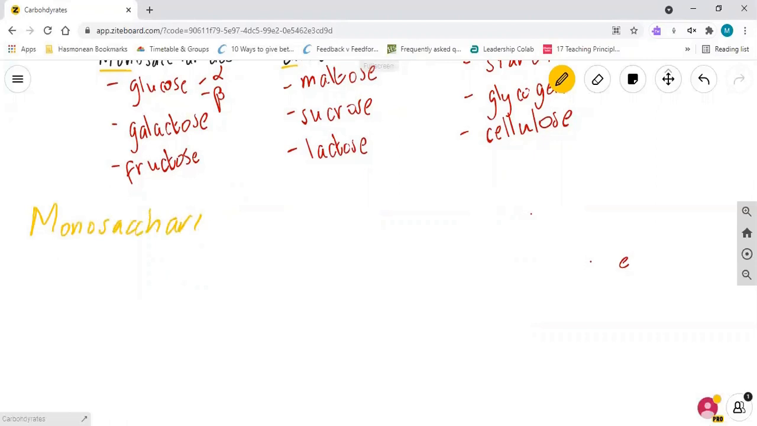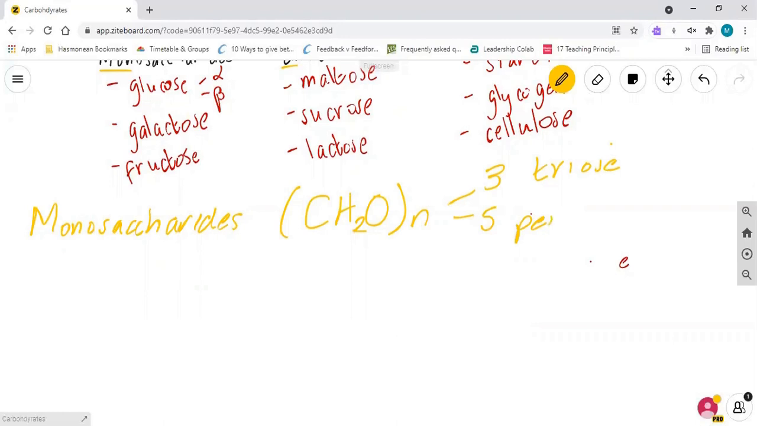The general formula of our monosaccharides is (CH2O)n, where n can be any number. For example, if n is 3, that would be called a triose. If n is 5, that will be called a pentose sugar, and there are two that you come across: ribose in RNA and deoxyribose in DNA. And when n is 6, it's called a hexose sugar. And those are the ones we're going to concentrate on.